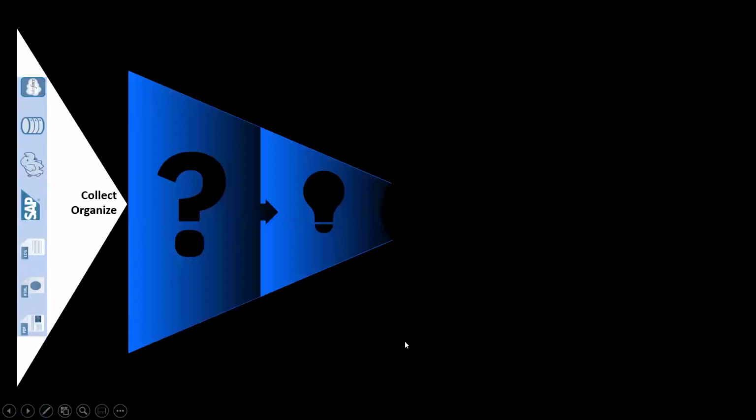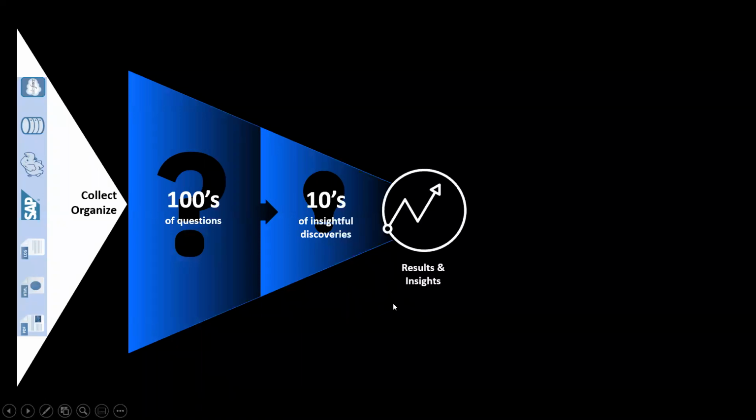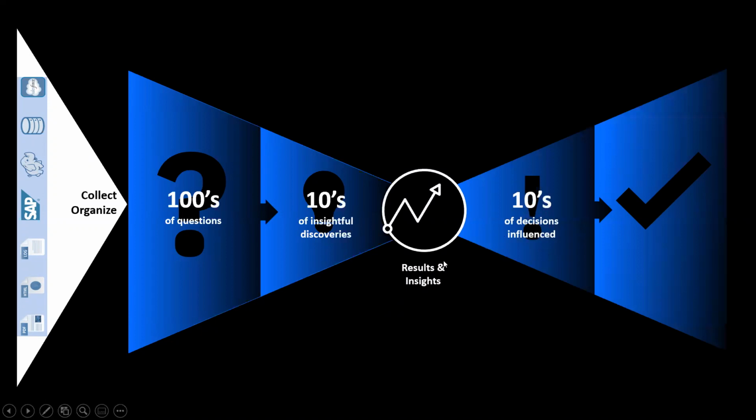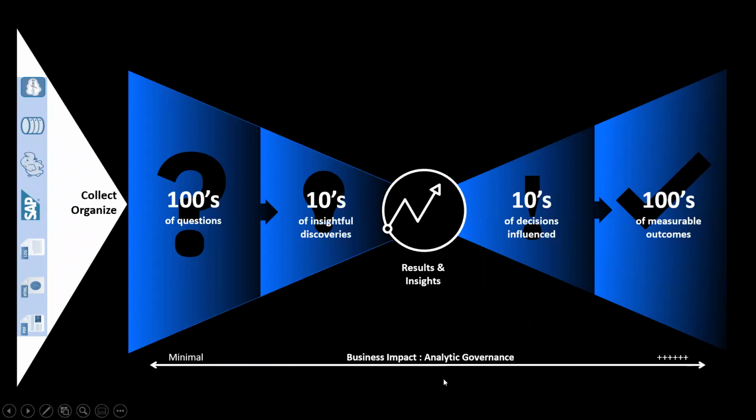Right? So just kind of another high-level graph on how it works. You want to collect and organize your data. From that, you're going to have hundreds of questions, maybe thousands. And then you'll skinny it down and you'll get a dozen or so insights. And then from that, you'll actually have decisions that are influenced based upon your insights. So where's the trend going on my data versus my customers versus my products versus whatever, right? And then measurable outcomes. And all of it kind of comes under some type of governance.